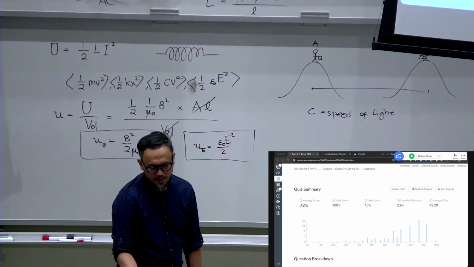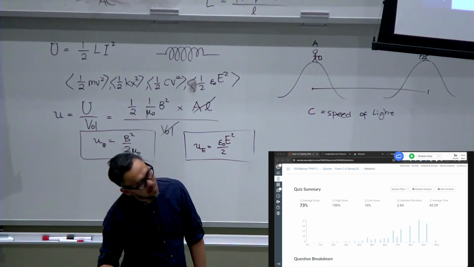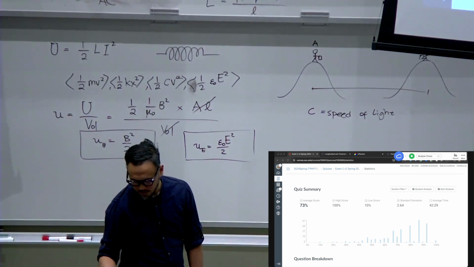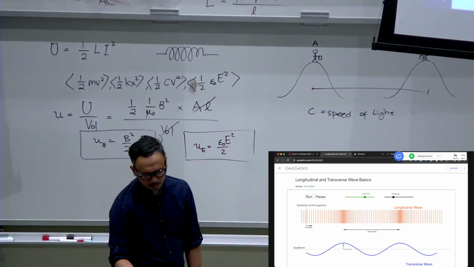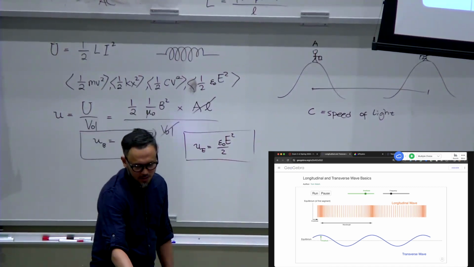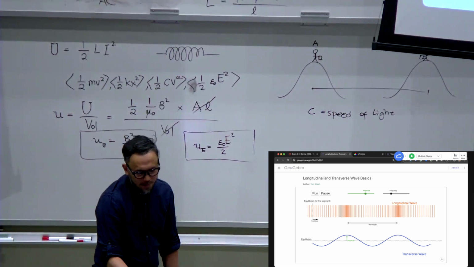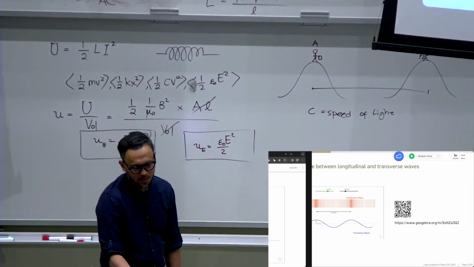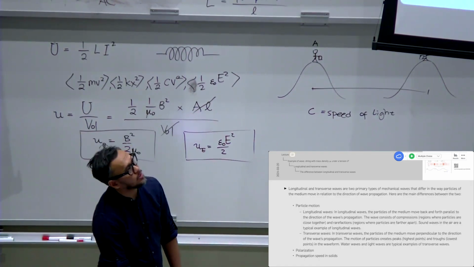The other one, I think I have some demos here. So this is what I meant by longitudinal wave and transverse wave. The other one, the amplitude goes up and down, perpendicular from the axis. Any question?